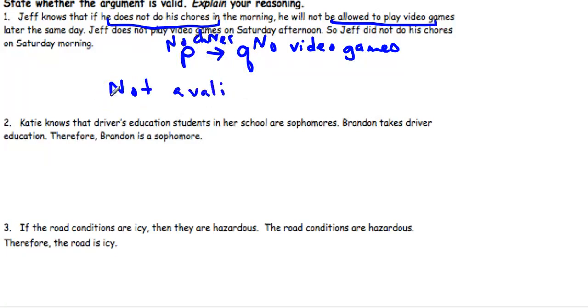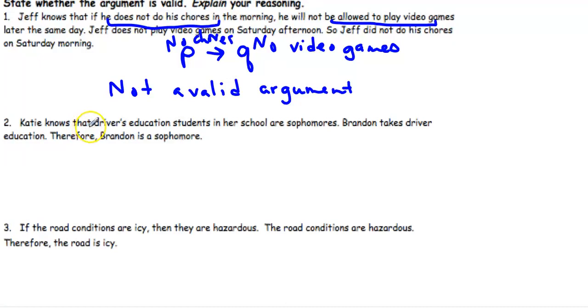And what I like to say here is we know what happens if he doesn't do his chores, but we don't know all the reasons he might not play his video games. He might also not play his video games if he wants to go to a movie instead, or if he doesn't do his homework. We don't know what the reason is for him not playing the video games. So just finding out the conclusion is true is not enough to be able to say that the hypothesis is true. The law of detachment does not work the other way around.